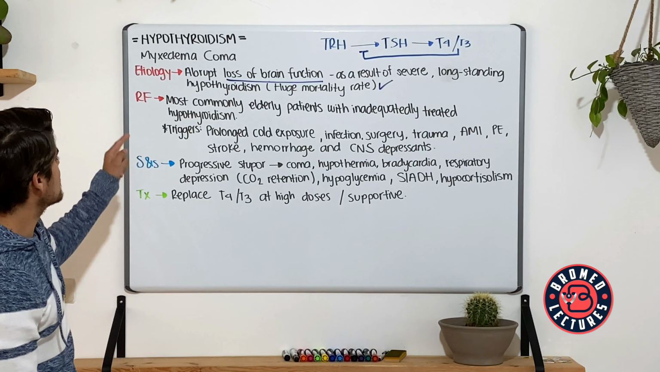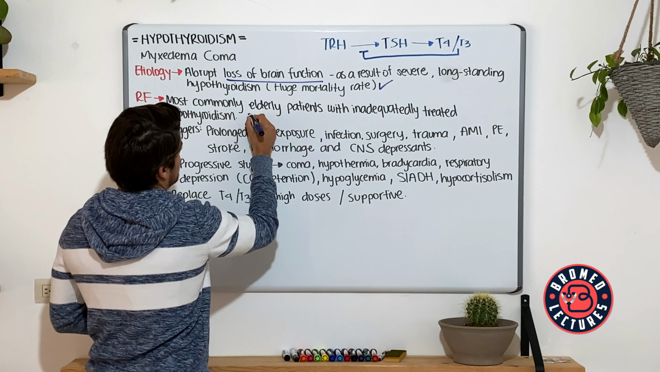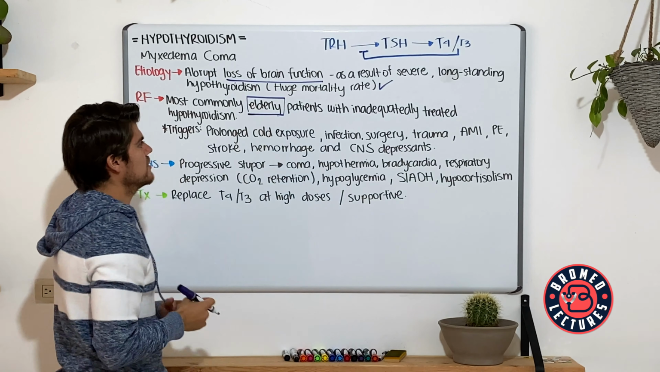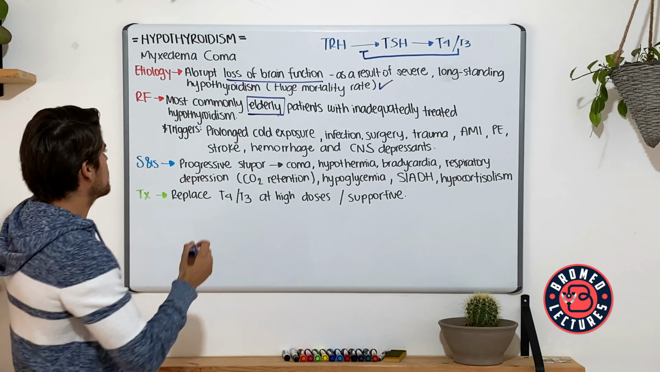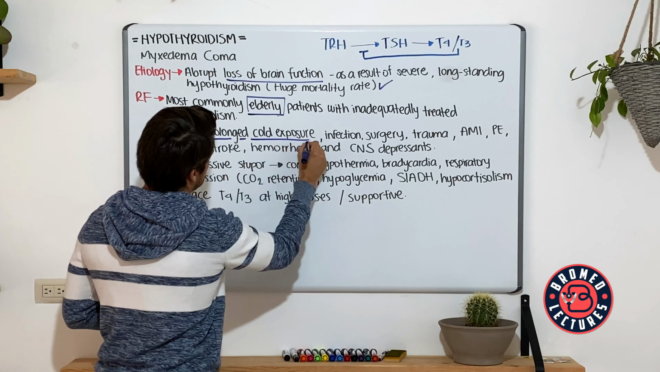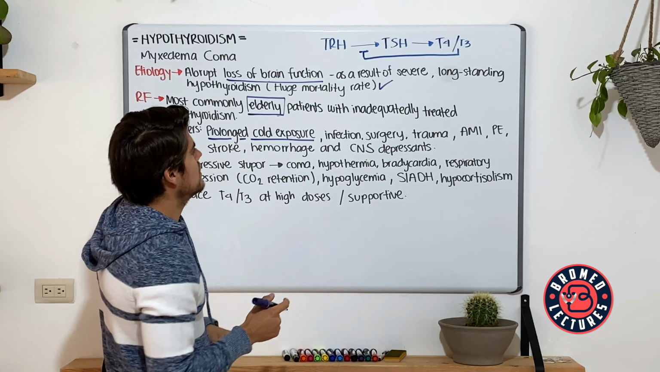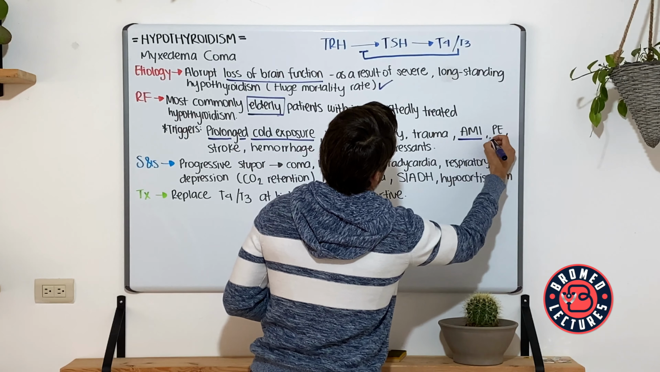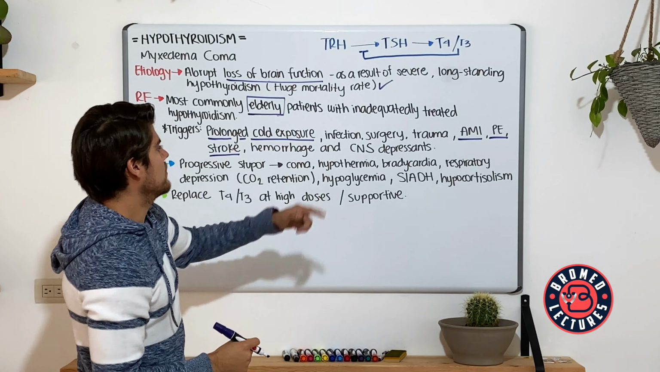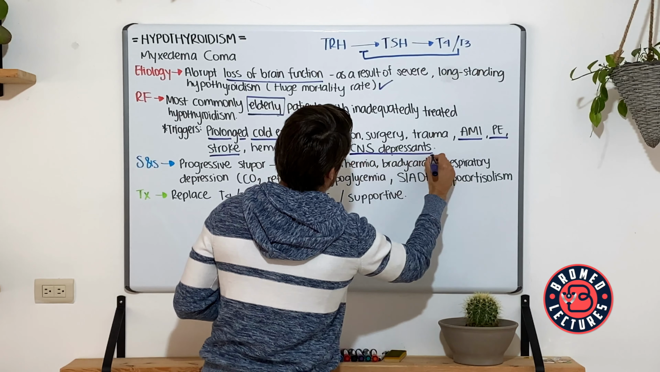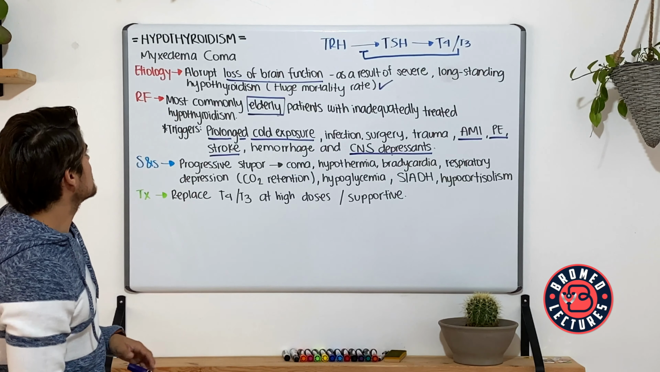And now the risk factors is most commonly seen in elderly patients that are undertreated for their hypothyroidism or inadequately treated. And they usually have a trigger. So prolonged cold exposure is usually seen, infection, surgery, trauma, myocardial infarction is also seen, pulmonary embolism, stroke, for example, hemorrhage, CNS depressants, opioids or benzodiazepines can trigger this myxedema coma development.